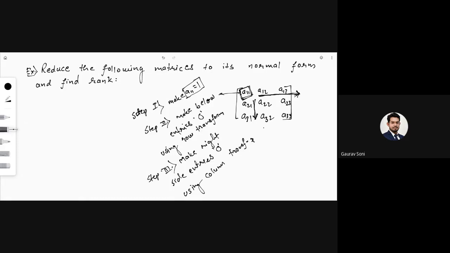Once I am done with this, in step 4 I will make the A22 entry 1. And again I will do the same thing. Use row transformation to make below entry 0. I will use column transformation to make right hand side entry 0. And this is the way you have to go doing calculations diagonally. So I hope you are clear with the procedure. So I'll write the matrix now.